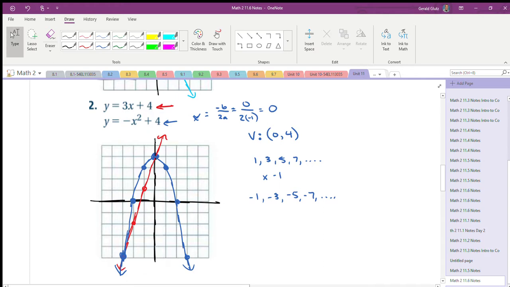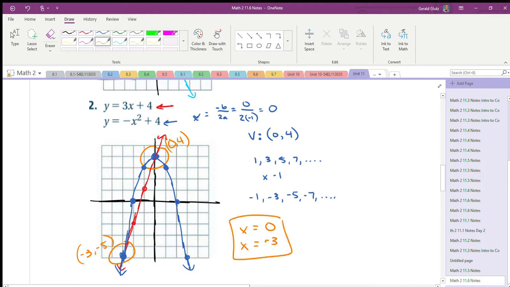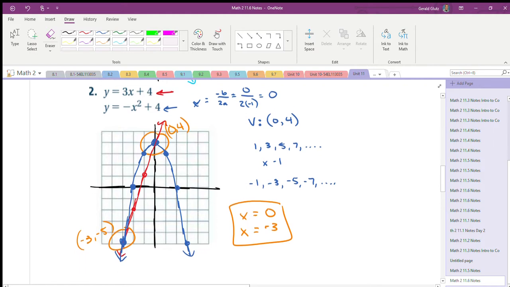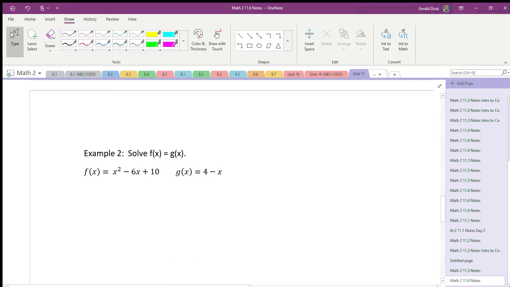So notice that we do have two points of intersection. So this point is at 0, 4, and this point is at -3, 1, 2, 3, 4, 5, -3, -5. So the x values for the intersections would be 0, so x equals 0, and x equals -3. So that's how you solve system equations by graphing. On the next page, we're going to have to solve without graphing, so we're going to have to solve algebraically.